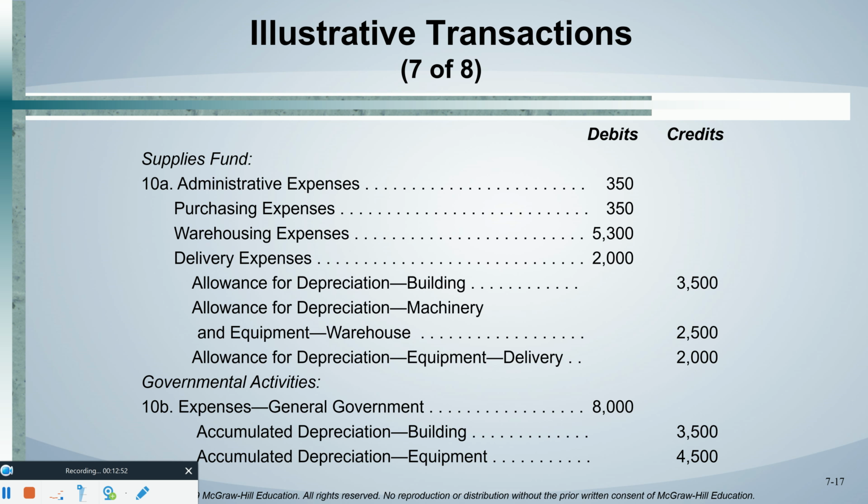And next, journal entry 10A, it looks like it is a depreciation journal entry. We're debiting the various expenses and we're crediting the allowance for depreciation, which is the contra asset. This is exactly the same as accumulated depreciation, which you see in journal entry 10B at the same time that the supplies fund records 10A, the government-wide statements is recording journal entry 10B. And once again, if you take a look at them, they are fairly similar. Maybe just a couple of category changes, but other than that, it's exactly the same.